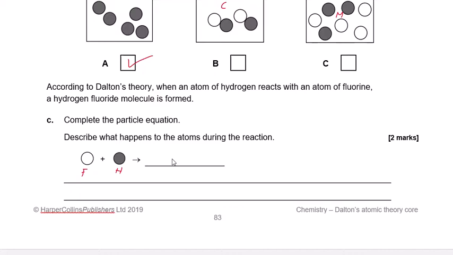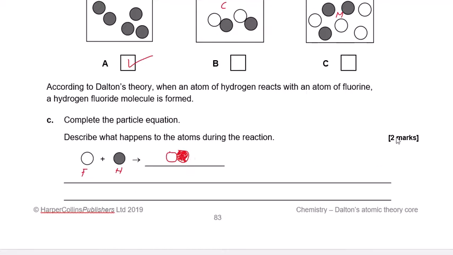Okay, and when they come together, you're going to get those two, but they're going to be joined together. So here's my fluorine and here's my hydrogen. Okay, and you can colour this one in. Hopefully you do a better job than me. Okay, so that's the particle equation. So those two are now joined. Okay, they're now a compound.